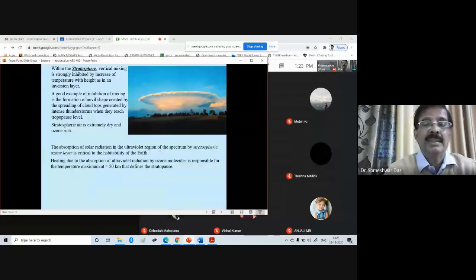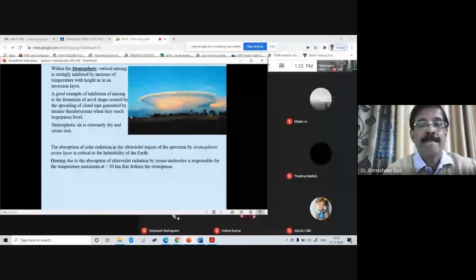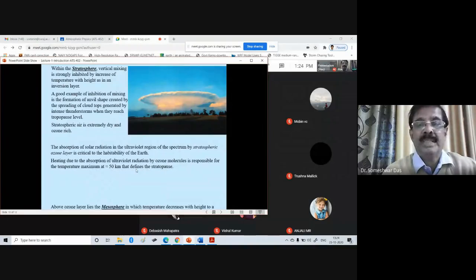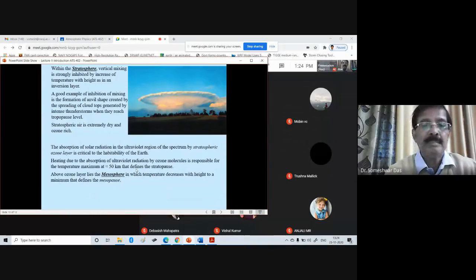In the stratosphere, heating due to the absorption of UV radiation by ozone molecules is responsible for the temperature maximum at approximately 50 kilometers that defines the stratopause. At 50 kilometers above the ground, the temperature is maximum in the stratosphere, at the stratopause, because of the absorption by the ozone.